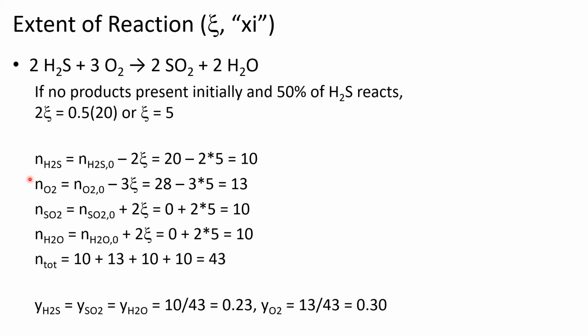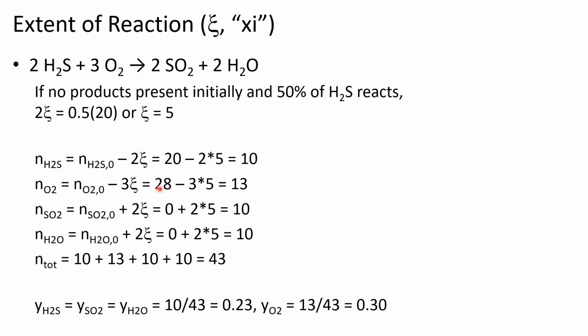And we repeat this for each of the other species in this reaction. For oxygen, the amount that leaves is the amount that enters, a minus because it's a reactant, the stoichiometric coefficient for oxygen, which is 3, times the extent of reaction Xi. Plugging in the numbers, we had 28 that enters. We're going to subtract off 3 times the extent of reaction, which we set as 5.